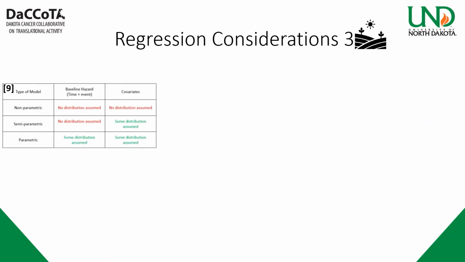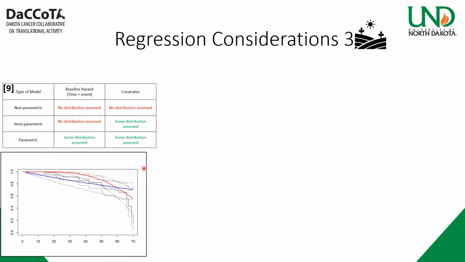Okay, some more distributions here. Here's a good way to remember what types of models are parametric or not. Non-parametric models have no distribution assumed for their baseline hazard, and no distribution assumed for their covariates. This is something like the Kaplan-Meier. Semi-parametric models don't have a distribution for the baseline hazard, but have some distribution assumed for the covariates. So this is like Cox regression. Whereas parametric models have a distribution assumed for both baseline and covariates.